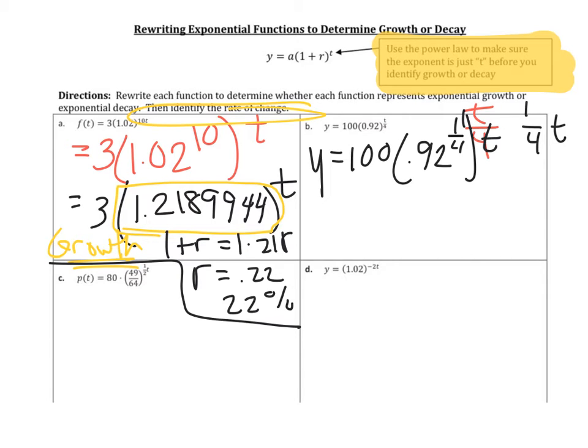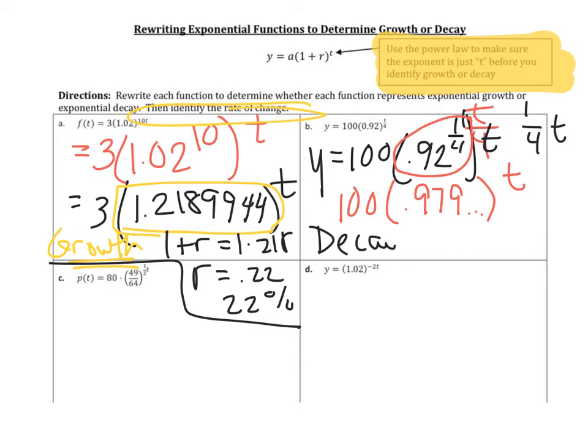So now grab that calculator, carefully type it in. And again, what am I typing in? Well, of course, this part, the 0.92 to the 1/4. So I've got 100 times 0.979, etc., raised to the t. Now I can answer the question, is this growth or decay? Well, since my inside function here is less than 1, I know right off the bat that it's decay. So 0.979 equals 1 minus the rate, subtract 1, and I get my rate equals 0.02. Therefore, it's decaying at a rate of 2%.